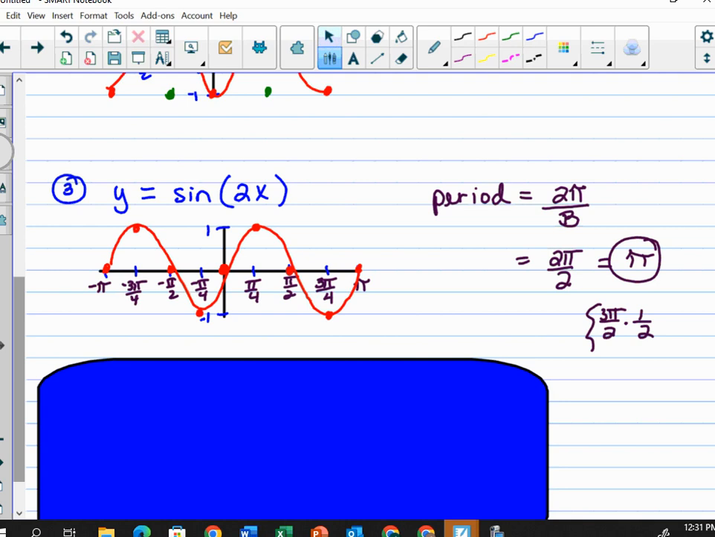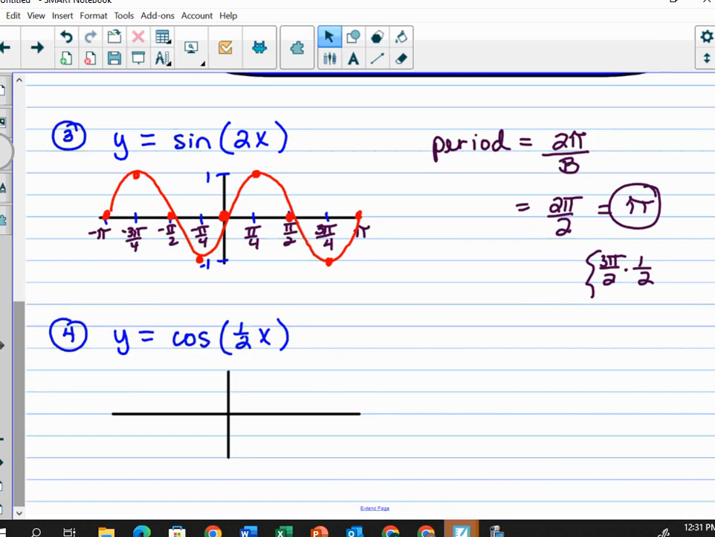Ready for number 4. You guys try this one. You can do it. Okay, good. If we graph to 2 pi, we'd see half of it. But that's not how we're going to graph it. You're going to graph however much of it you need to see.